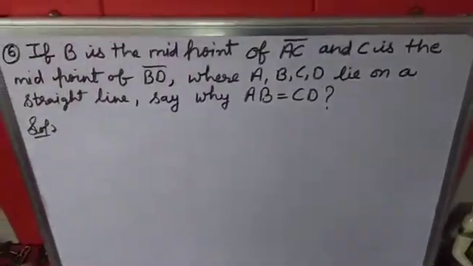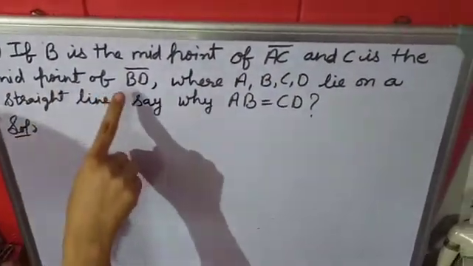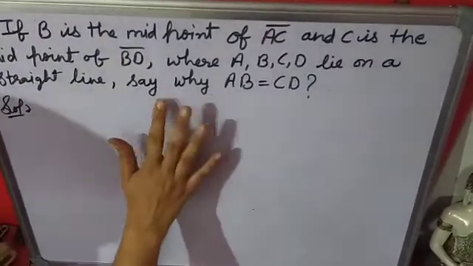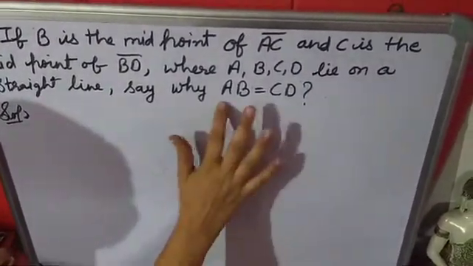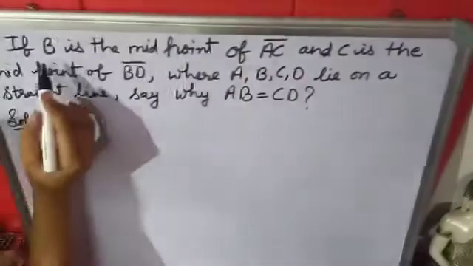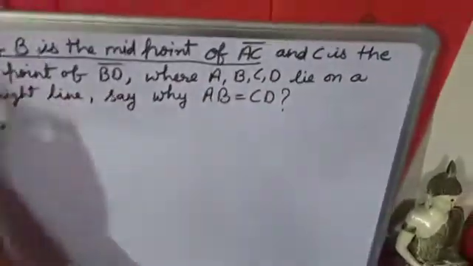Sixth question, if B is the midpoint of AC and C is the midpoint of BD, where ABCD lie on a straight line, show that AB is equal to CD. तो आपको बताना है AB is equal to CD. AB CD के equal क्यों है? He is saying B is the midpoint of AC. First of all, we will do this part.